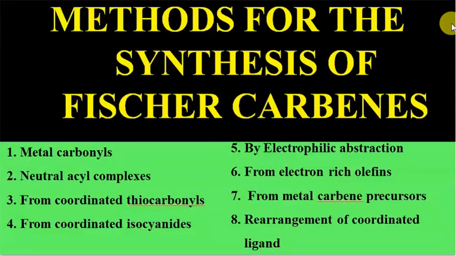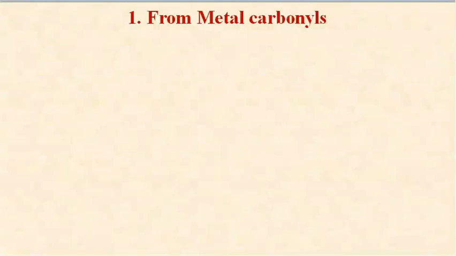We can prepare them from metal carbonyls, from neutral acyl complexes, from coordinated thiocarbonyls, from coordinated isocyanides, by electrophilic abstraction, from electron-rich olefins, and we can also prepare them from already existing metal carbene precursors. We can also prepare these Fischer carbenes by the rearrangement of coordinated ligands, particularly alkynes. In addition to these 8 methods, a few more methods will be discussed. The very first method is from metal carbonyls.